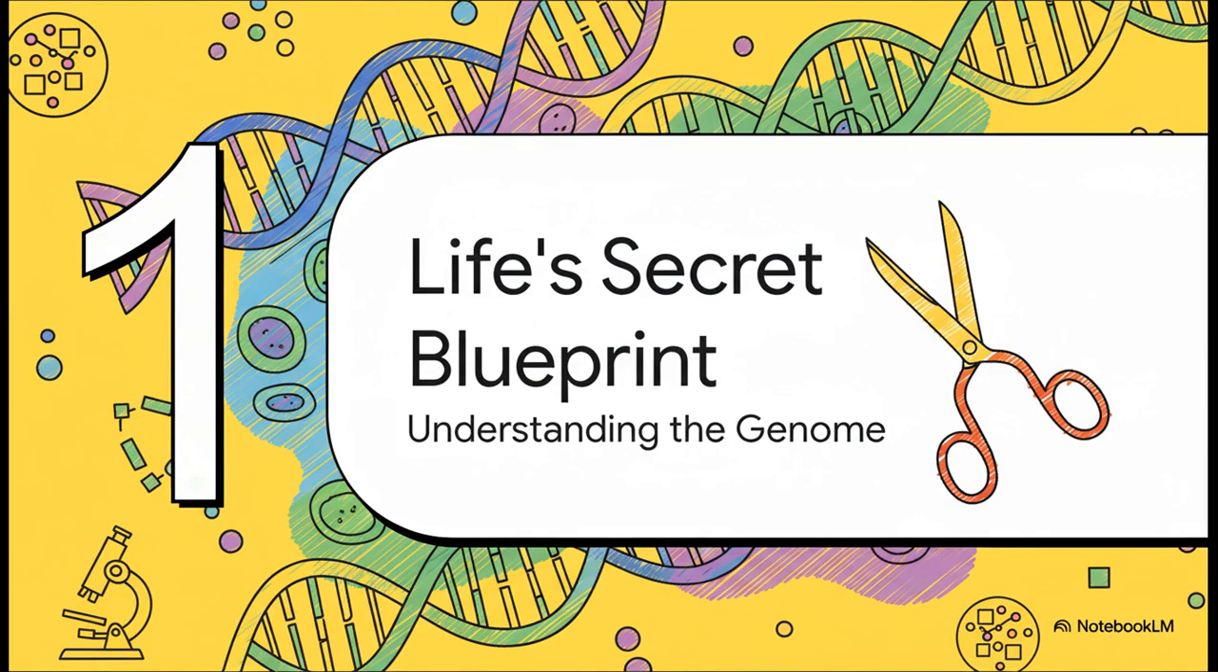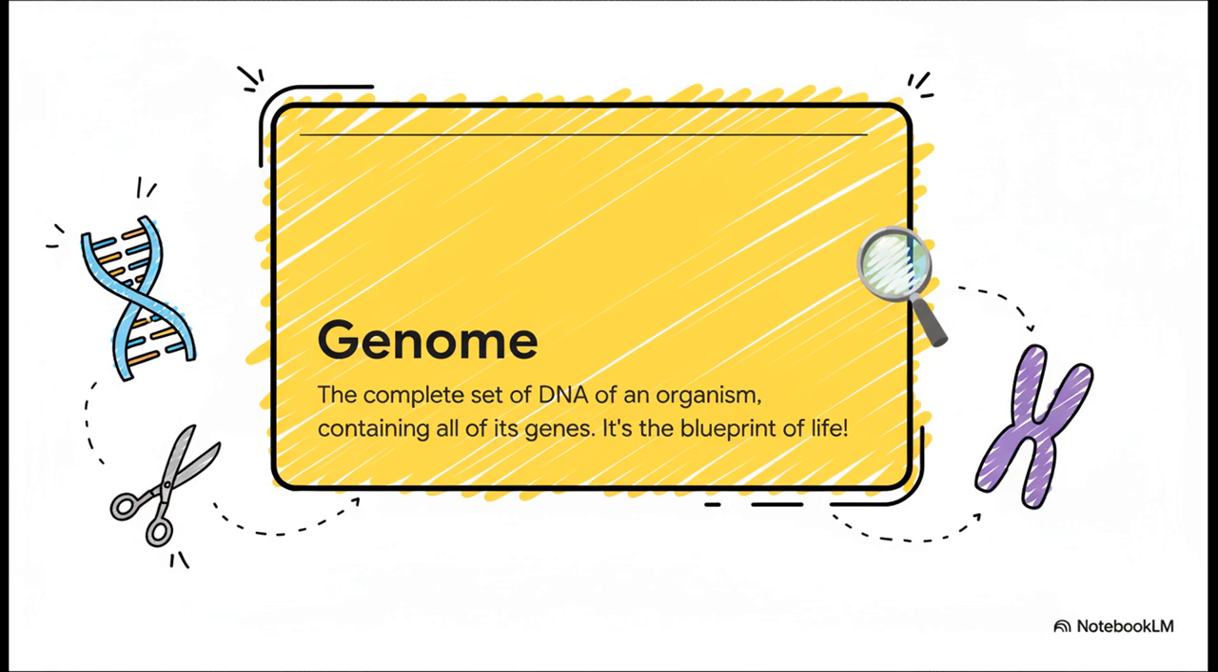So before we can even talk about editing or reading this code, we first need to understand what it is. We're starting with the most fundamental thing there is, the genome. Just think of it as the complete instruction manual for any living thing. Don't get scared by the big word. It's actually a very simple idea. A genome is just the complete set of DNA instructions. Yep, it's the entire recipe book for making an organism, whether that's a tiny bacterium, a plant, or even you.